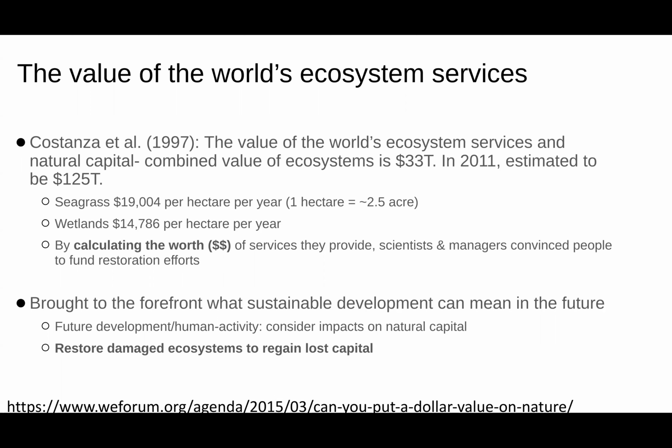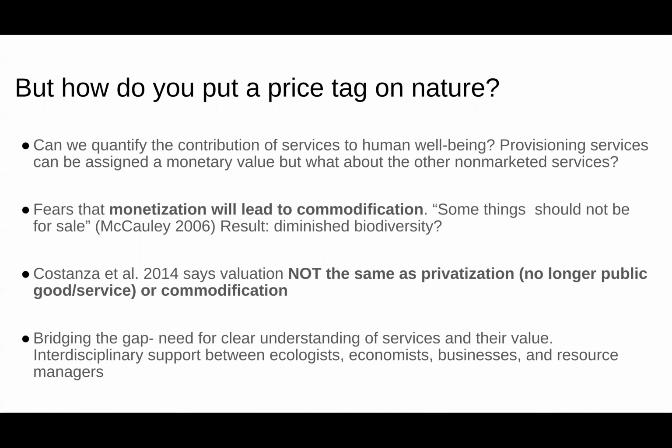Now, one of the interesting things is if you look at the value of our ecosystems relative to, say, a crop field, well, a crop field is significantly less valuable than a seagrass bed or a wetland. So the average value of a hectare of crops is about $2,000. And that's in contrast to the value of a hectare of seagrass, which is about $19,000. So natural systems are very, very valuable simply because of all those services they provide to us. And you can put a price tag on this.